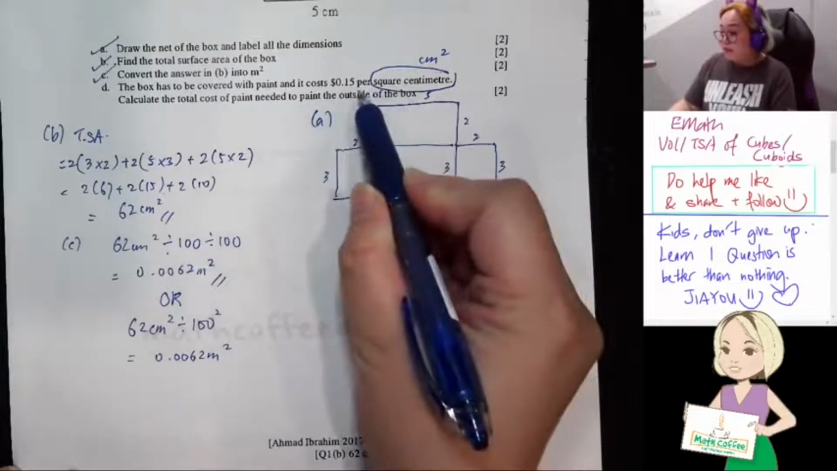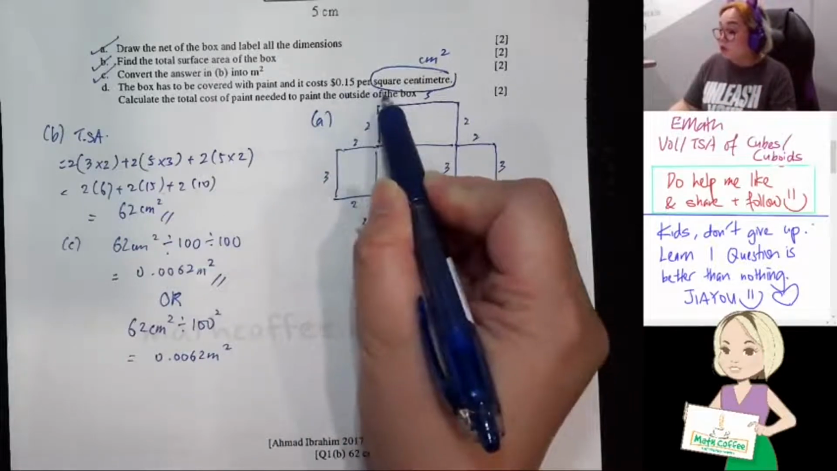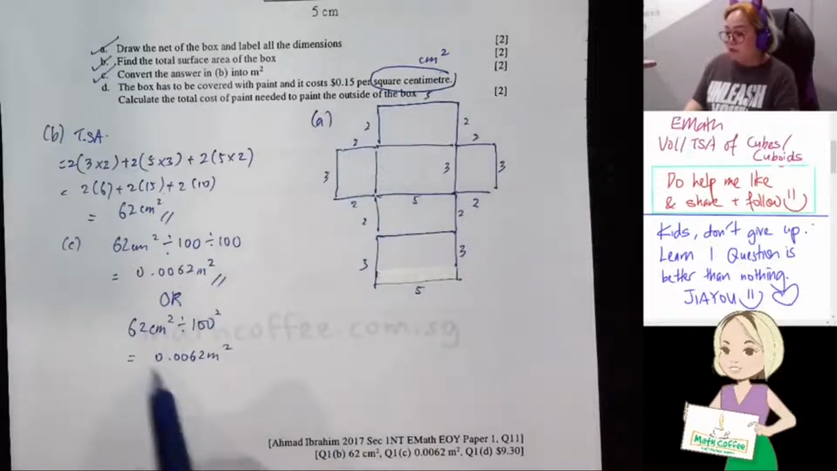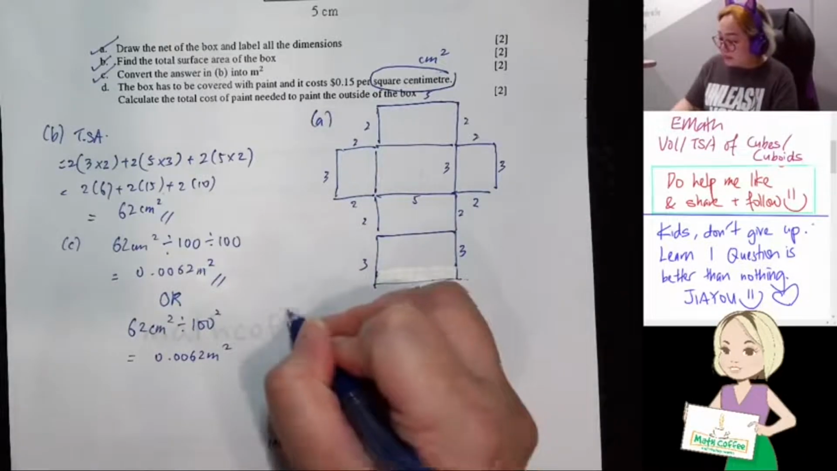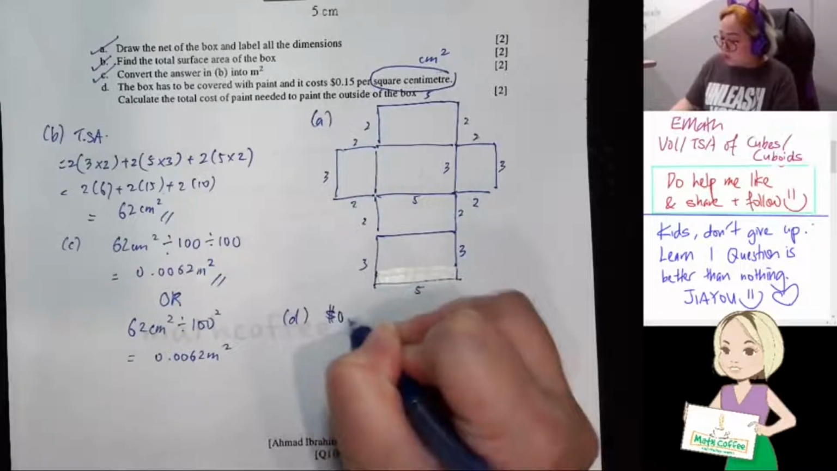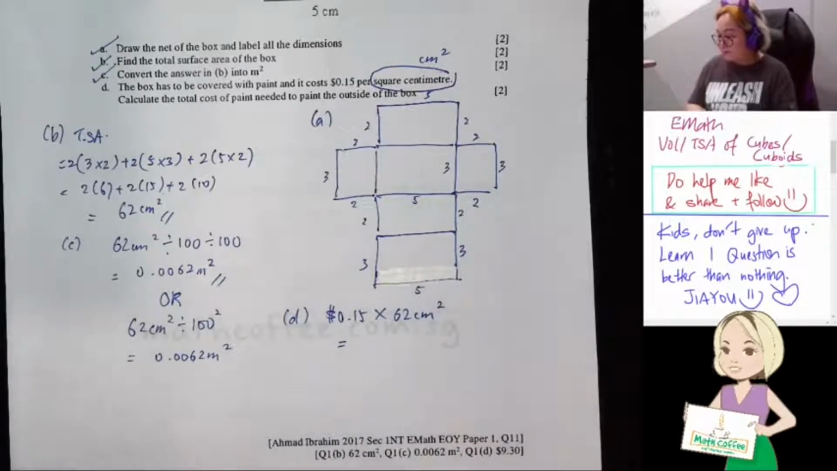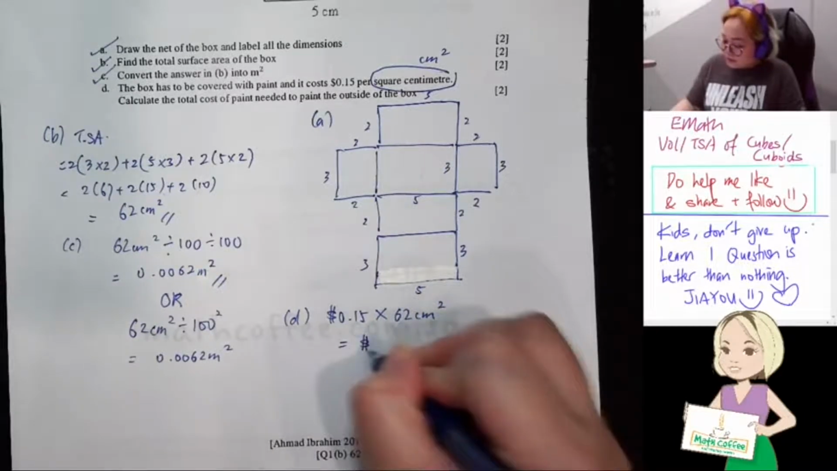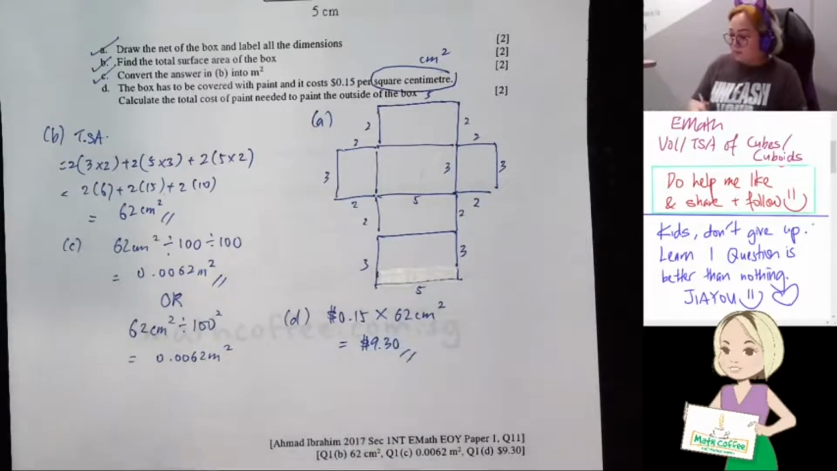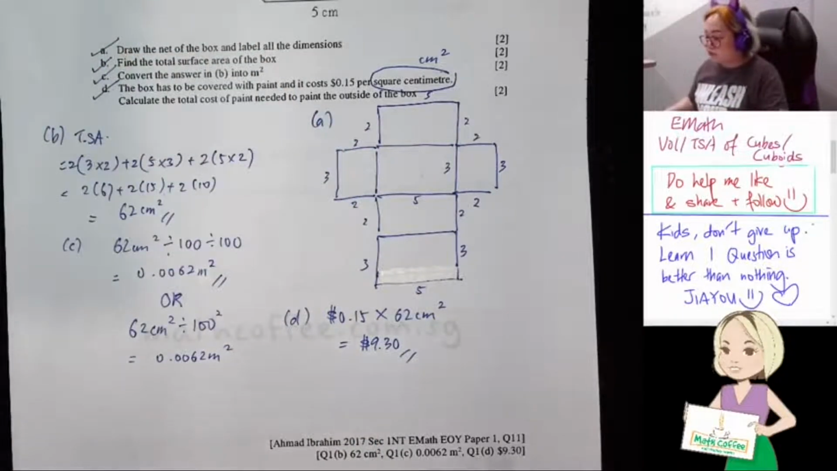So if they say per square meter, then of course you will have to take this value over here. Okay, so in this case for part D, I'll just take 0.15 multiplied by 62 cm squared. 0.15 multiplied by 62. So we get $9.30. And we're done.